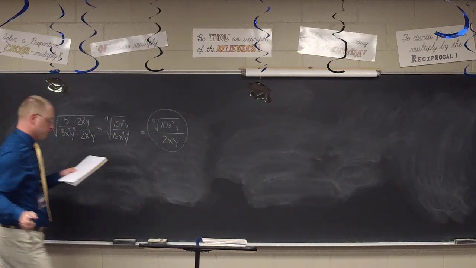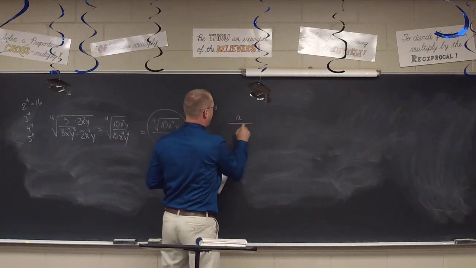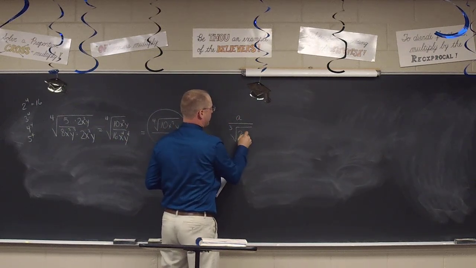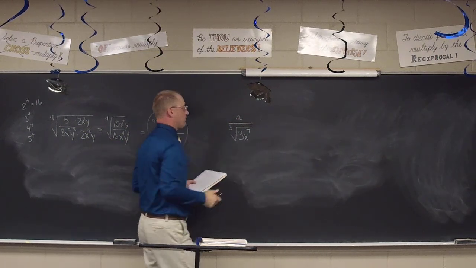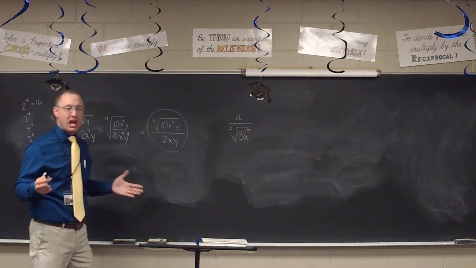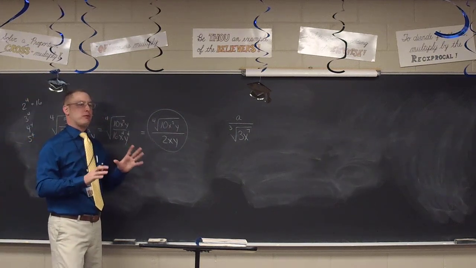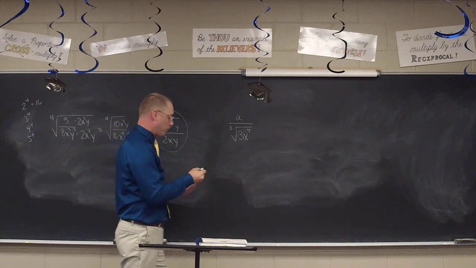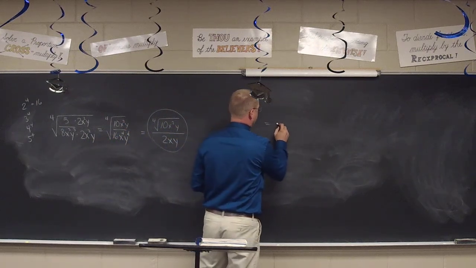Write this down if you would. A over the cube root of 3x to the 7th. Now here, instead of seeing one big fraction, only the denominator has a radical. The steps really don't change. We just have to be careful with a little technicality here in just a moment. But I still approach it the same way.